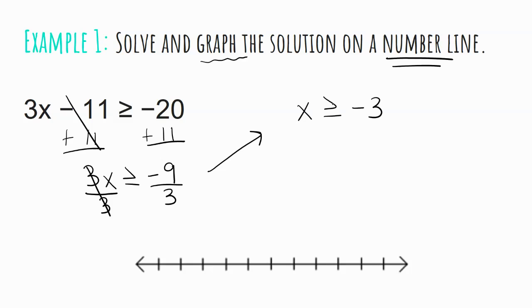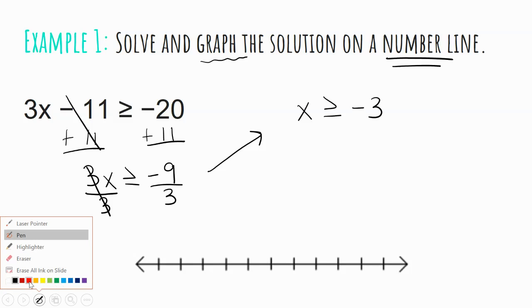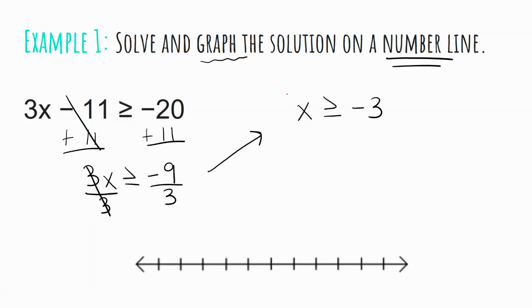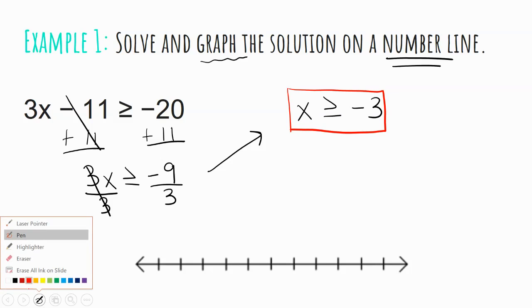Now again, my sign isn't going to change because I didn't divide by a negative number, I divided by a positive number. So that is the important takeaway. And then this is my final answer. x is greater than or equal to negative 3.